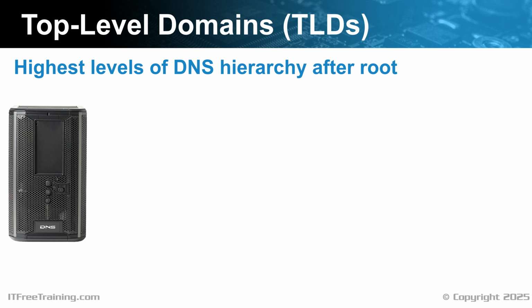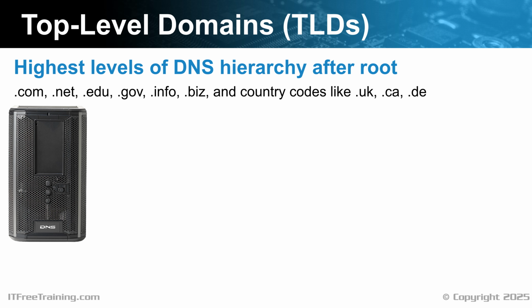The next highest level is the top-level domains, or TLDs. Going from right to left, they are the next part of the FQDN. For example, .com, .net, and .gov. This also includes country codes, for example, .uk. To better understand the process, let's consider a DNS server trying to resolve example.com.